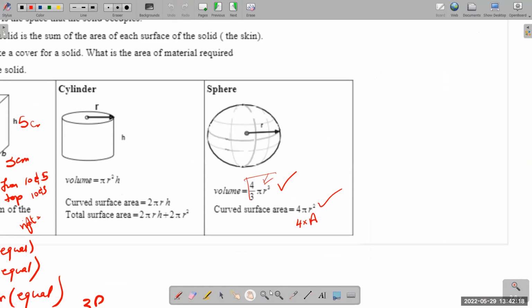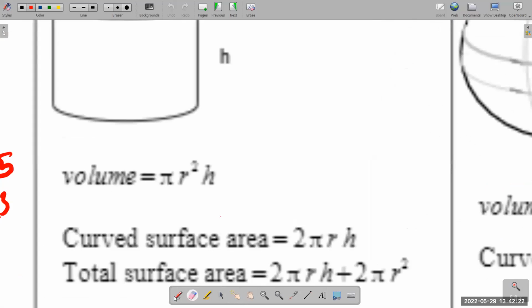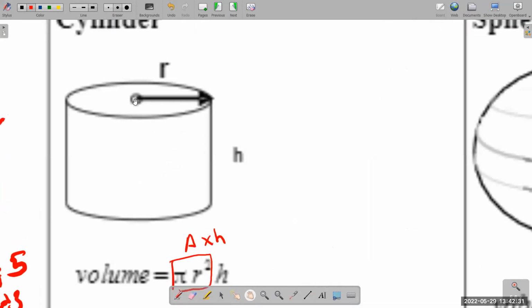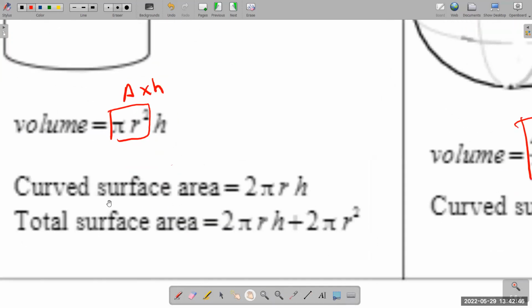We know the volume is easy. How do we know this is the formula for volume? Because we know pi r squared is the area of a circle, right? Times h. The face of this 3D shape is a circle. So the volume of any shape like this, you find the area of this cross section and then you multiply it by the height. That's what it did here. That's why it's pi r squared, which is the area of a circle, times height. That easy. Curved area, 2 pi r h.